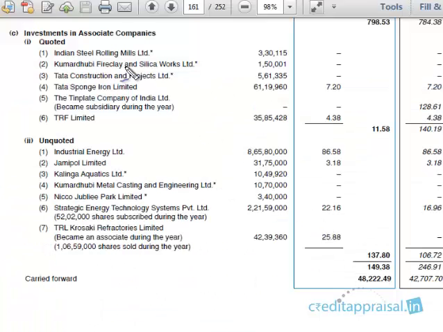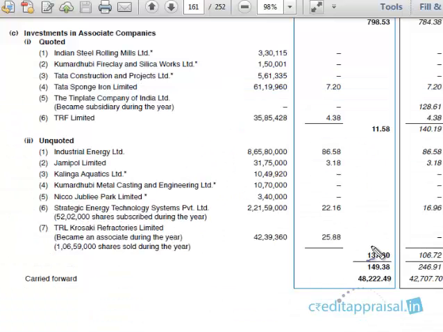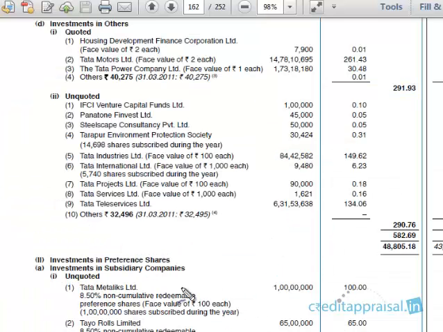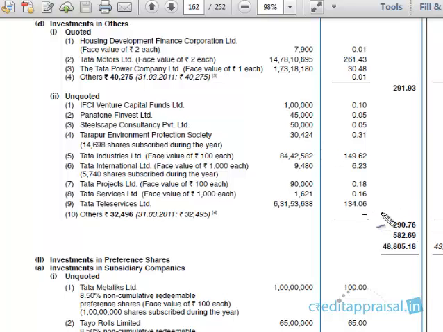Then investment in associate companies, quoted and unquoted. Quoted 1158, let us put it under current assets. So this includes 1158, current asset. And the 137.8, that is the unquoted investment in associate companies, I'm going to put under non-current assets. This includes 137.8, non-current asset, investment in group companies, subsidiary, affiliates, associate companies. Then again, investment in others, quoted and unquoted. The quoted portion, let us put under current assets, 291. This includes 291 under current assets, and 290.76 is the unquoted investments. This will go under non-current assets.